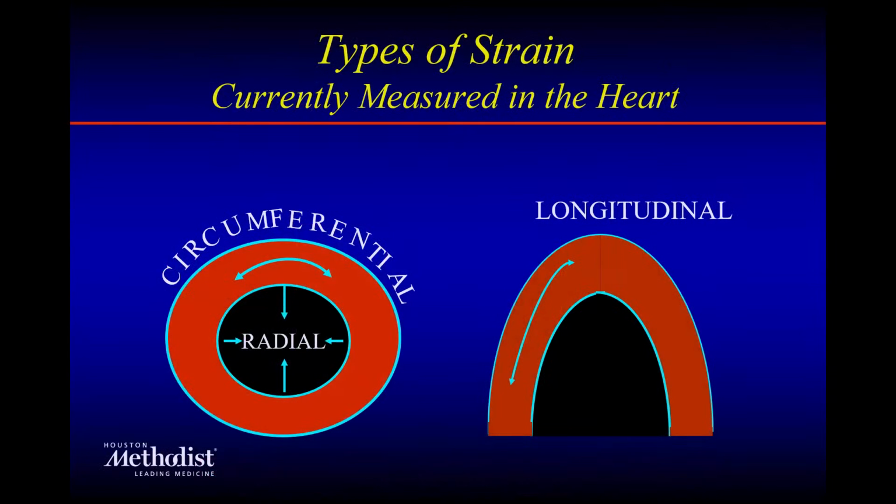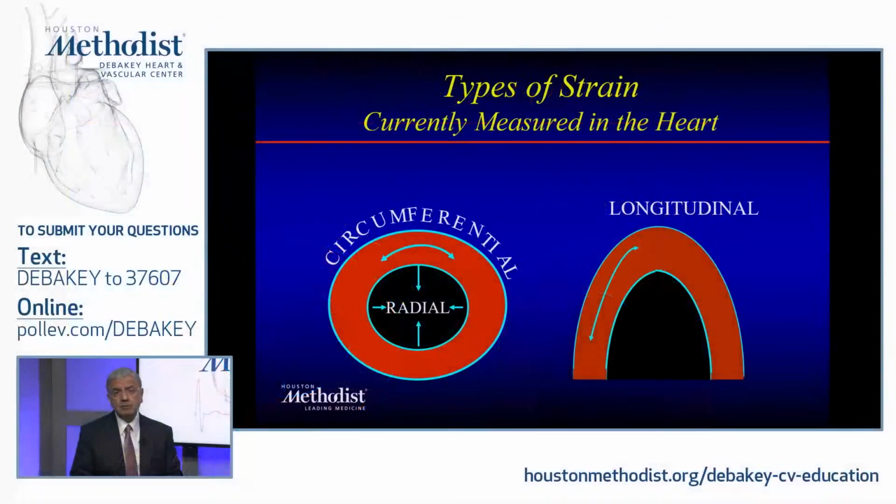3 types of strain. Most of the time when you talk about, let's say, GLS, and that's most of the time what we use, it is a strain in one direction. Remember, the heart is deforming in systole as well as in diastole in 3D. So there is a component of circumferential, there is a component of radial, and there is a component of longitudinal.